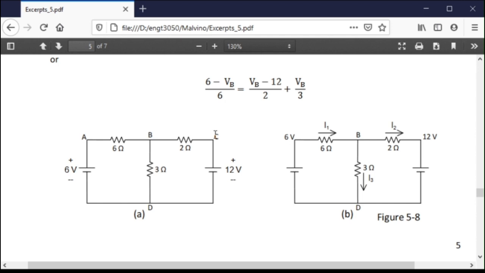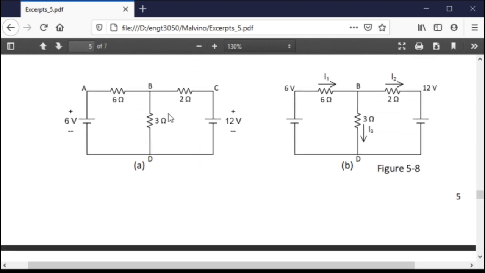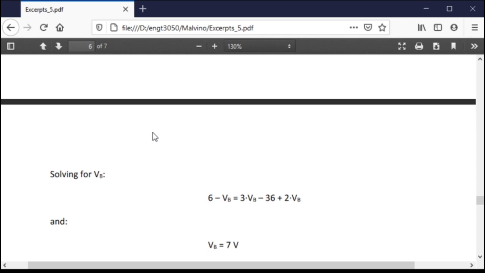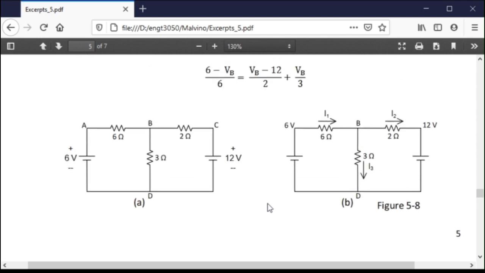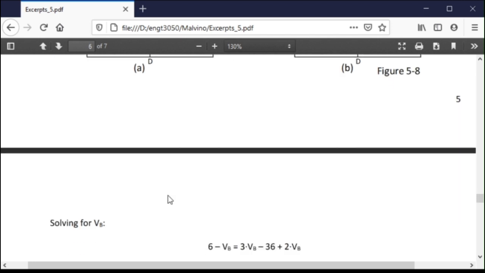Here is the circuit for 5/8. Solving for VB here, it's 6 minus VB over 6 equals 3VB minus 36 plus VB minus 12.